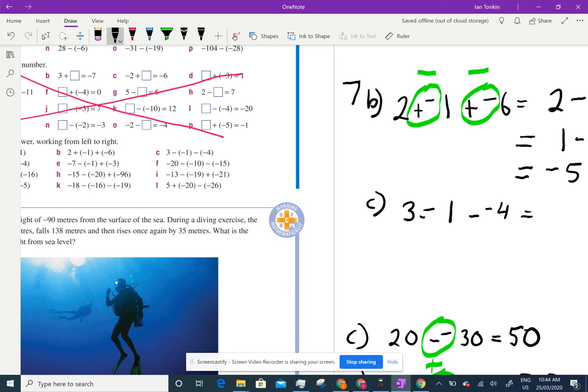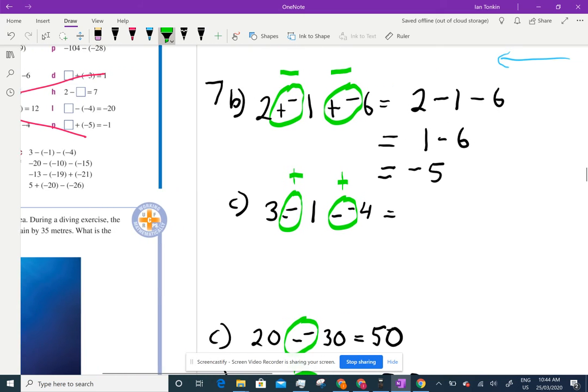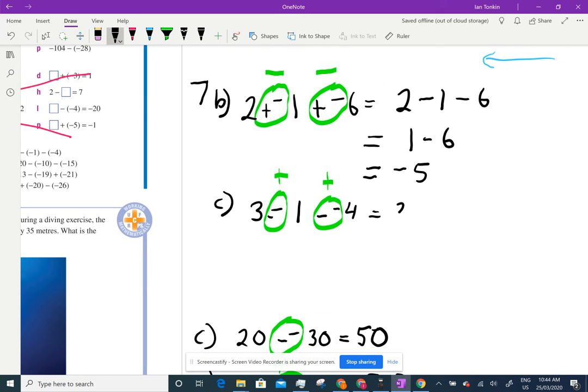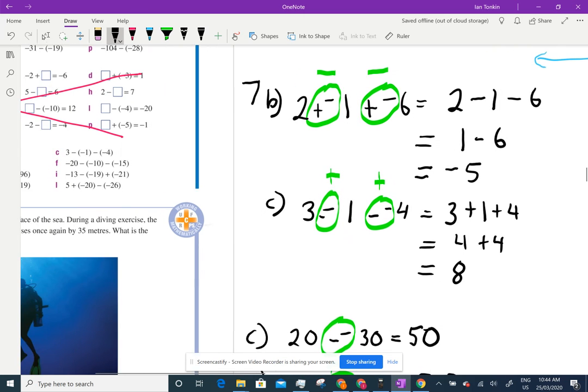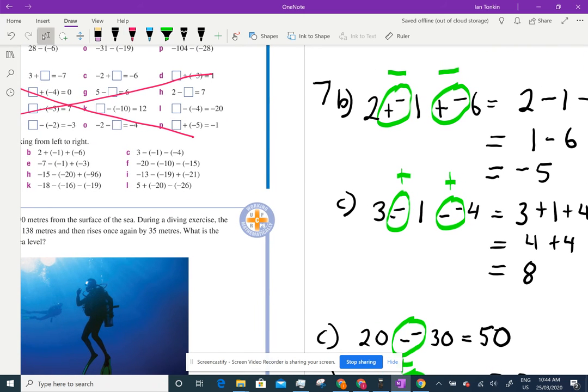Let's go 7C. 3 minus negative 1 minus negative 4. And you're going to think, oh, it looks so hard. Wait till you change the numbers or change the signs. 2 negatives make a positive. Now watch this. This is so easy. 3 plus 1 plus 4. Well, 3 plus 1 is 4, and 4 plus 4 is 8. Woohoo!